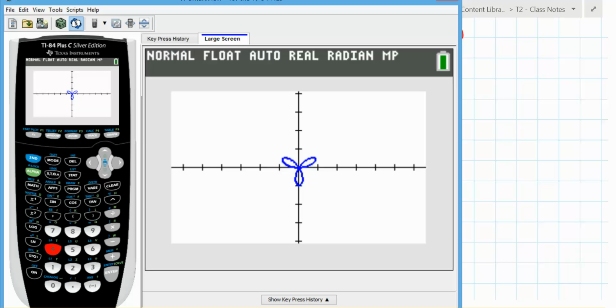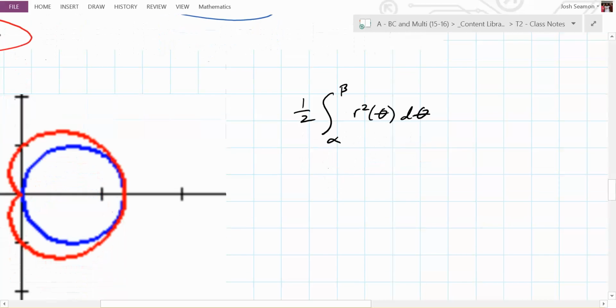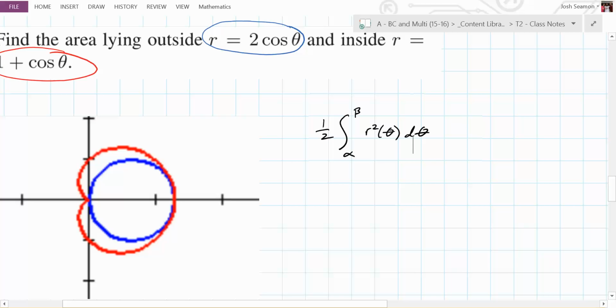Yes, Caroline. r squared d theta. r squared theta, d theta. Exactly. So first things first, we need, well, it depends. We can start in a few places.